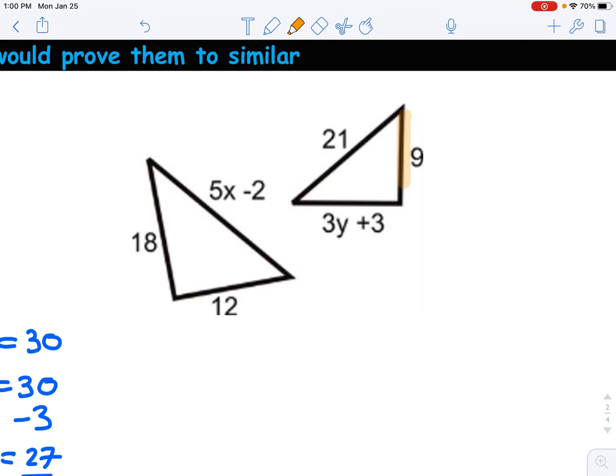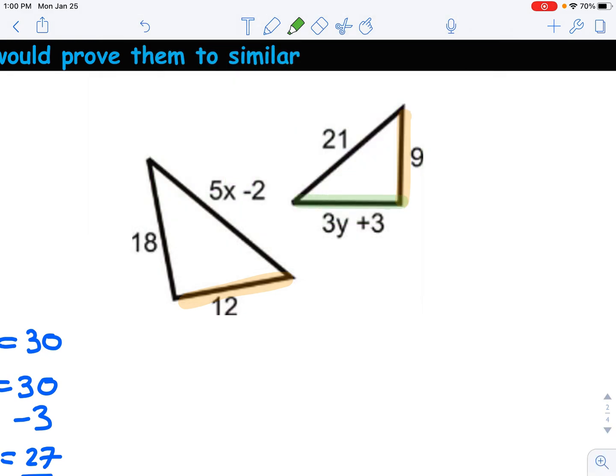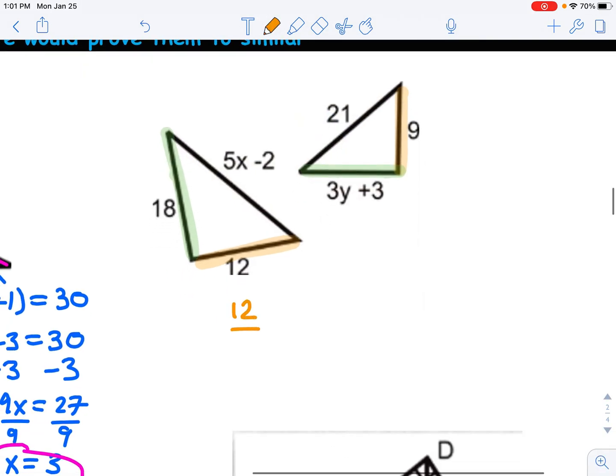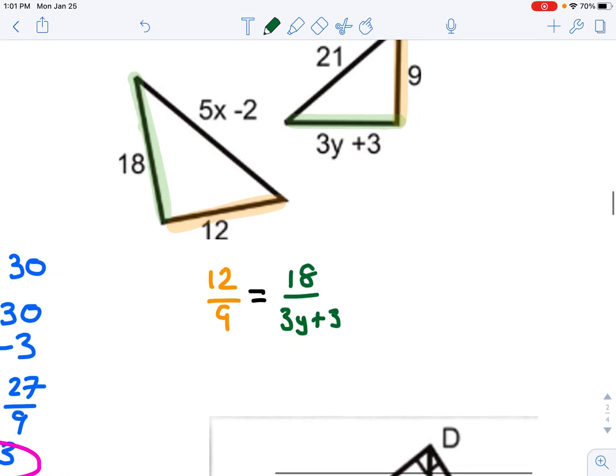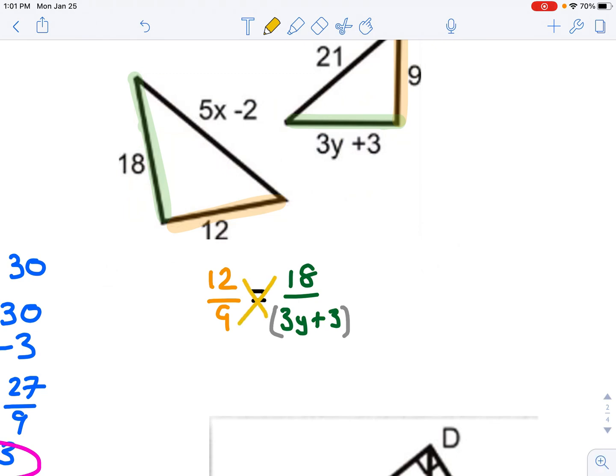It's hard to tell what's going on, all right? I'm going to say, well, 9 and 12. What happens if I say those are corresponding? And let's just focus on y first, all right? So I can say 12 and 9 relate. And then I can say, well, then 18 and 3y plus 3. All right, and it's important, like I said before, put parentheses around this junk.